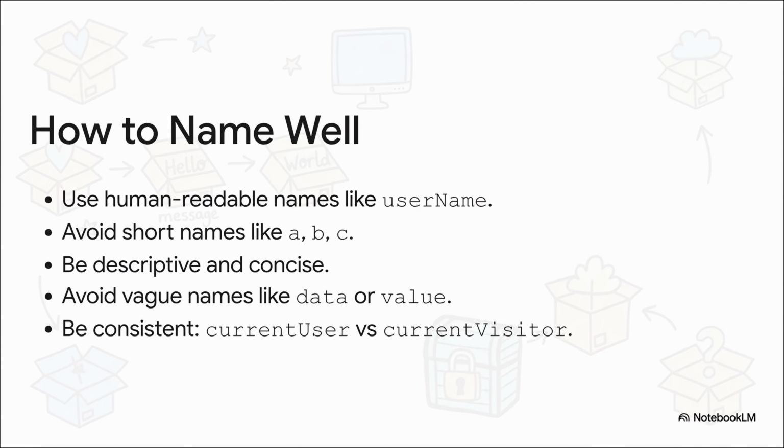So how do you do it well? Well, your name should tell a story. Call a variable username instead of just you or un. Steer clear of vague names like data or value. Data for what? And be consistent. If you decide to call something a user in one part of your code, don't suddenly start calling it a visitor somewhere else. That kind of clarity will save you so much time and so many headaches.